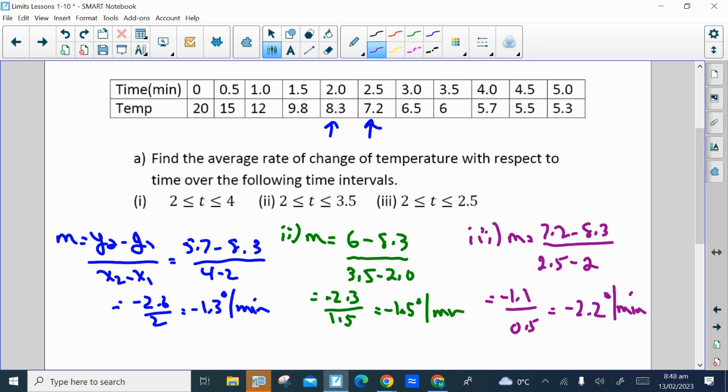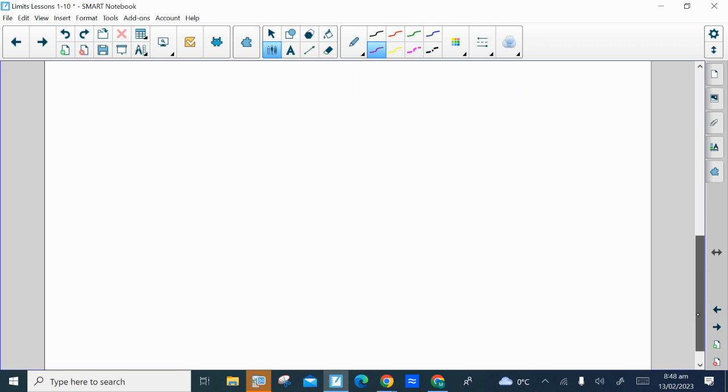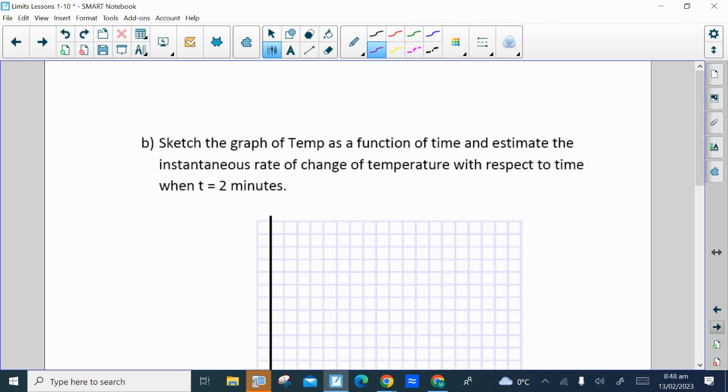So these rates of change, the average change in temperature, would be approaching the instantaneous rate of change, the instantaneous change of temperature at 2 minutes. So on the next page, it says sketch the graph of temperature as a function of time and estimate the instantaneous rate of change with respect to time when t equals 2 minutes.